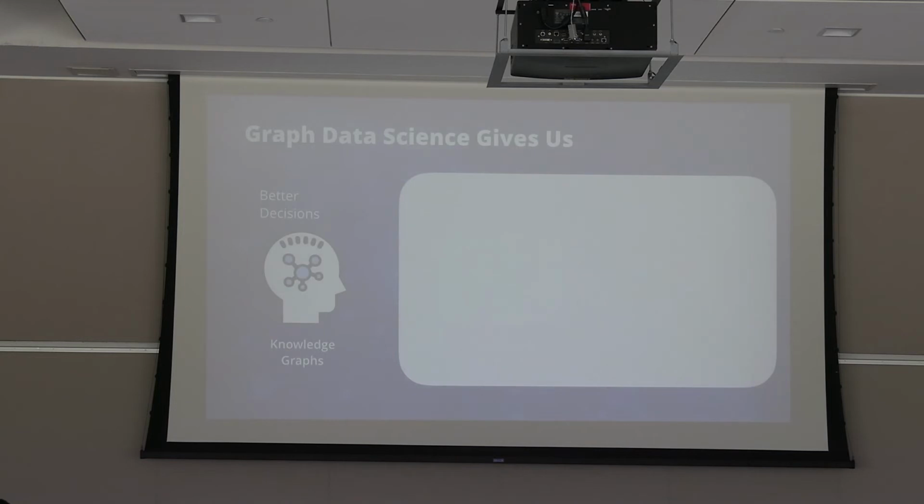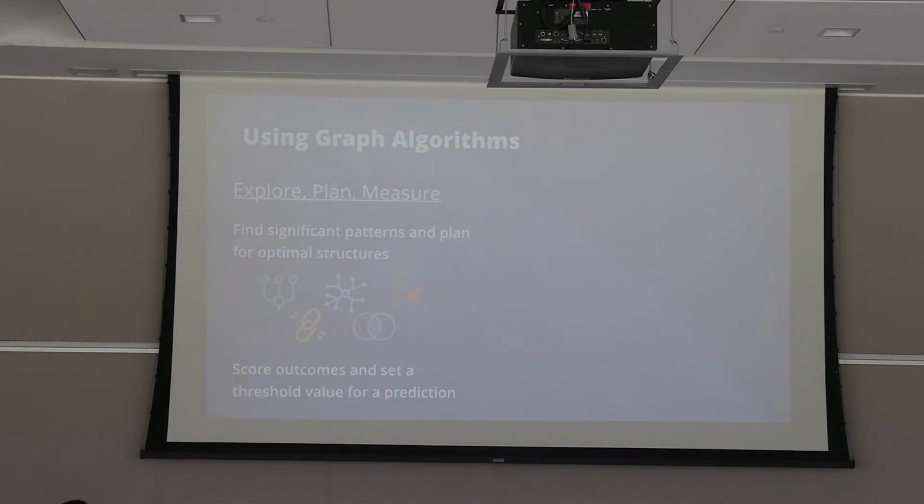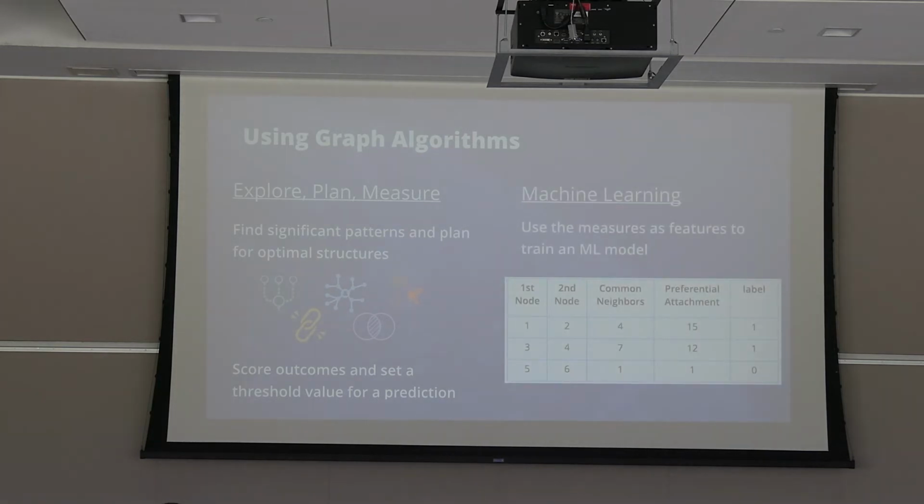So as you can see, graph data science, using these types of structures, gives us better decision making. Using this type of network structure, you can come out the other side and understand I need to make this decision and this is why. So you can use graph algorithms to explore, plan, and measure your data. You can do things with it like find significant patterns or look for optimal structures or patterns. You can even score outcomes and set a threshold: over 70%, we're going to say yes; under 70, we're not. But you can also do things like machine learning with this sort of thing.